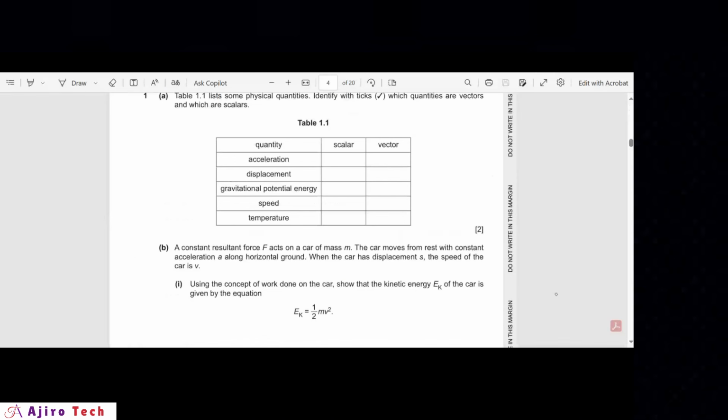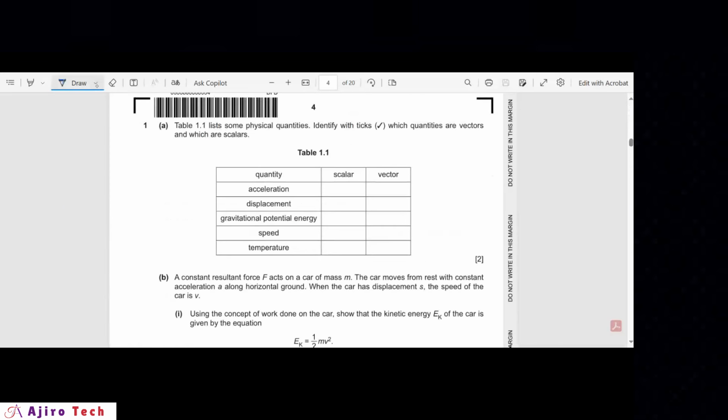The first question asks us to determine whether some quantities are scalars or vectors. So this is very simple. Acceleration is a vector. Displacement is a vector. Then potential energy is a scalar. Speed is a scalar. Temperature is a scalar. I think that's that on question 1A.